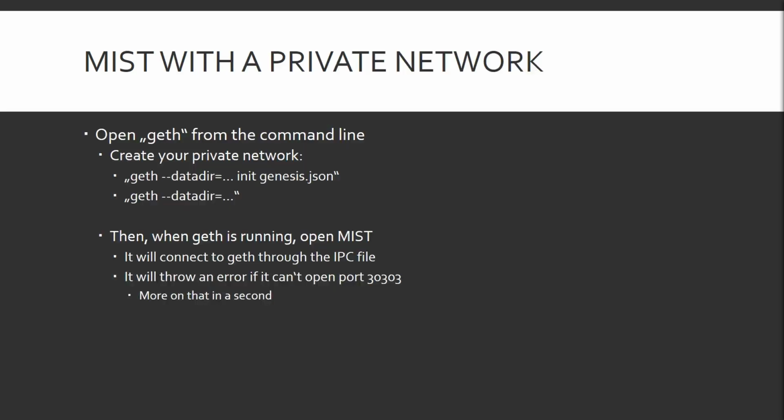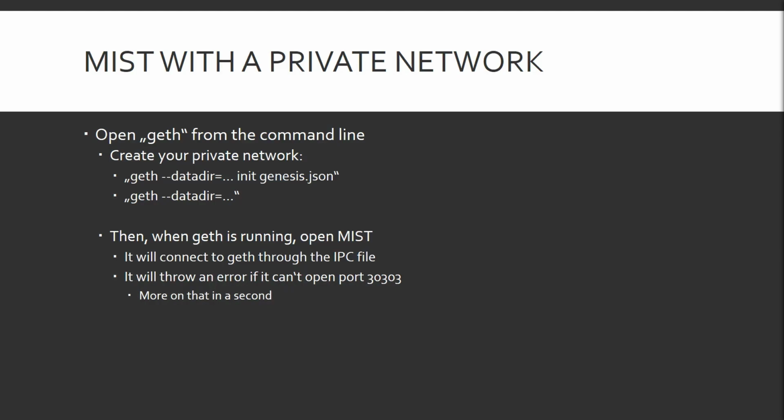This is how you start Mist with a private network. First, you have to open Geth from the command line. Create your private network like I've shown you in the previous lectures. You create a private network with geth --datadir, giving it a directory, and init with the genesis file. Then you start Geth with the directory that you just initialized.